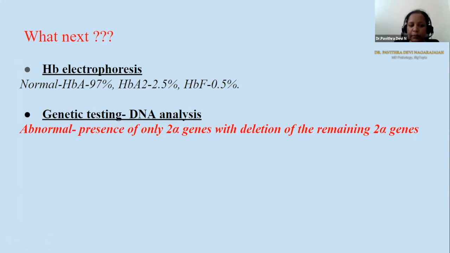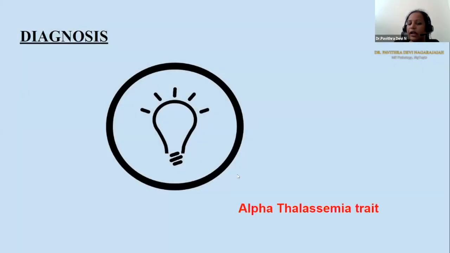Taking a hematopathologist's opinion, genetic testing was ordered, and on DNA analysis, 2 alpha genes were deleted. That was the report. So when it comes to normal hemoglobin, we have 4 alpha genes and 2 beta genes. Because there was deletion of 2 genes, a diagnosis of alpha thalassemia trait was considered.